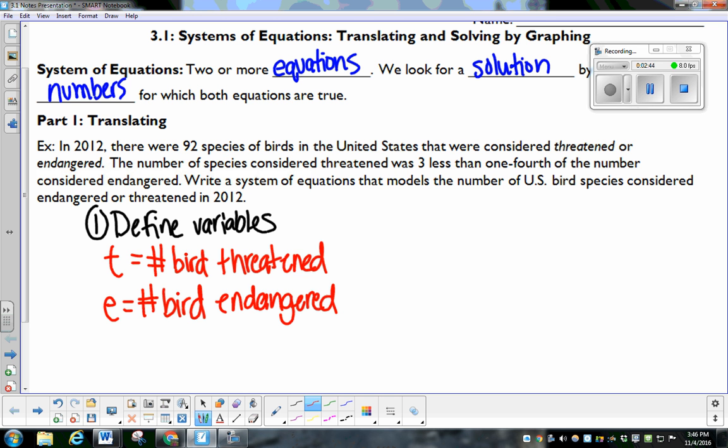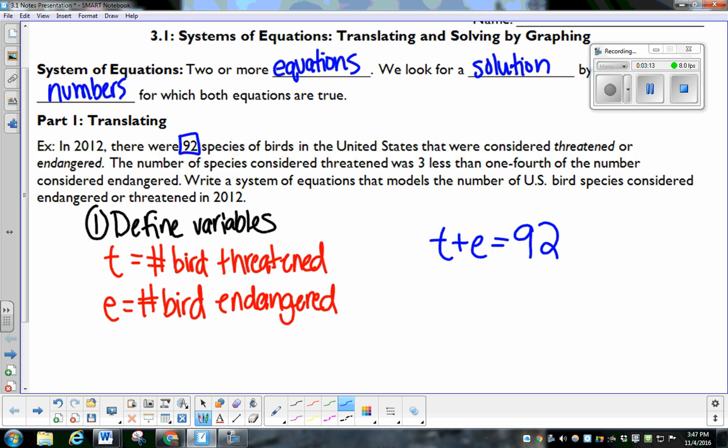So I like to start with the fact that there were 92 species of birds that were threatened or endangered total. So that means the number of threatened plus the number of endangered add up to 92. So one of my equations is that T plus E equals 92. That came from that 92 right there, because I know that the number of threatened plus the number endangered must add up to 92, because that was my total.